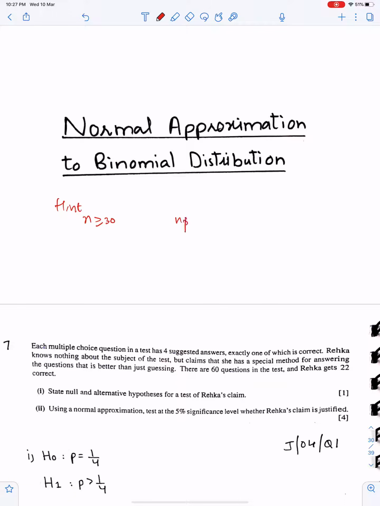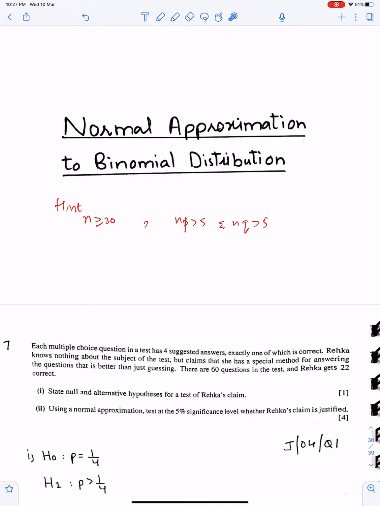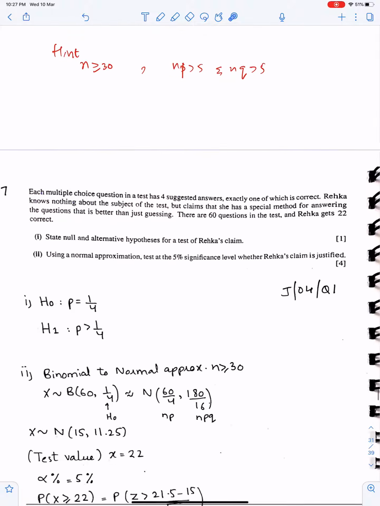And when np... this is the condition for normal approximation. But listen, when n is greater than or equal to 30, both methods of calculating the probability through binomial distribution are lengthy. So we use normal approximation and we do continuity correction. We use a number line for that.